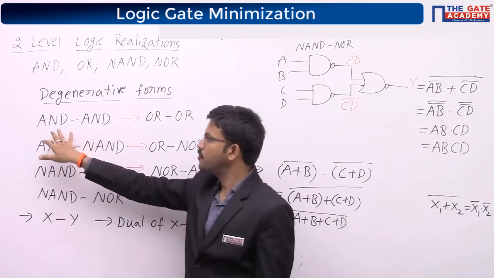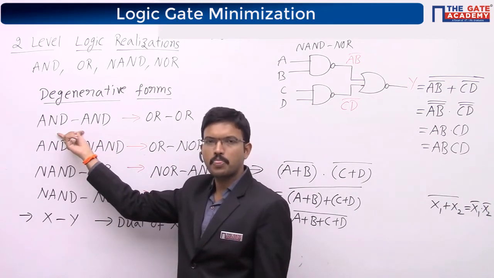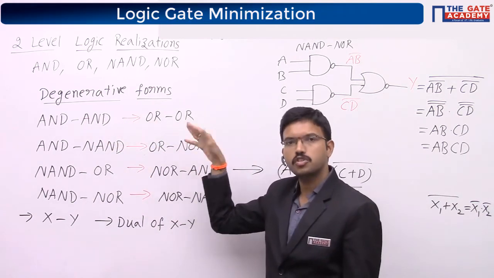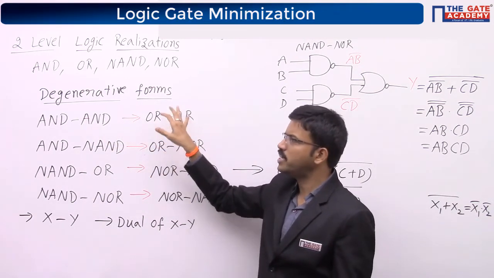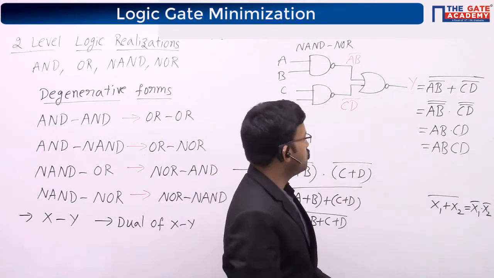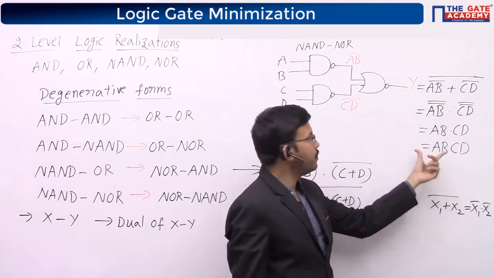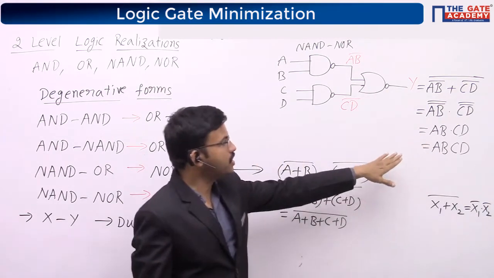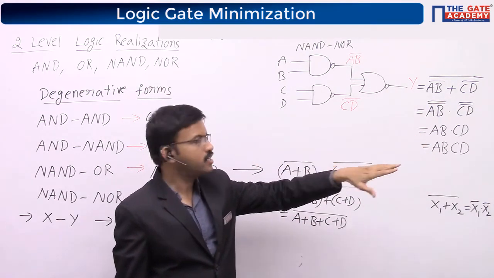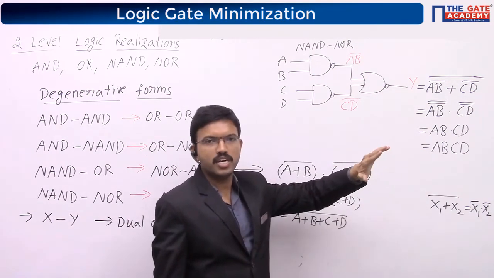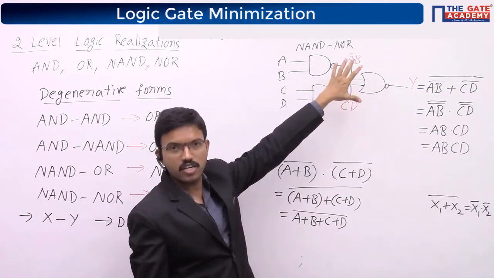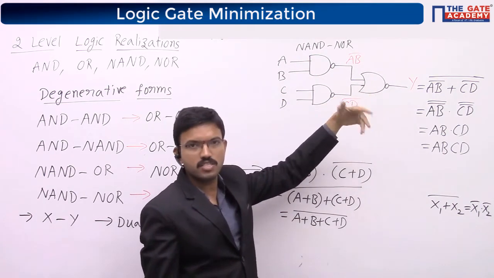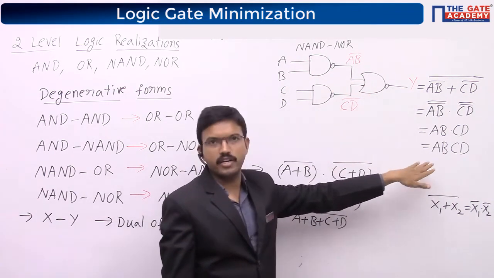So that means if you are having a 2-level logic realization, if it is a degenerative form, then obviously the corresponding dual will also be a degenerative form. See here you got ABCD, that means we can implement this particular function with the help of a 4 input AND gate. Similarly, you will be having a 4 input OR gate. 4 input AND gate dual is 4 input OR gate. Here I am having NAND NOR: wherever NAND is there, replace with NOR, wherever NOR is there, replace with NAND. Then you will get OR gate only, like that.